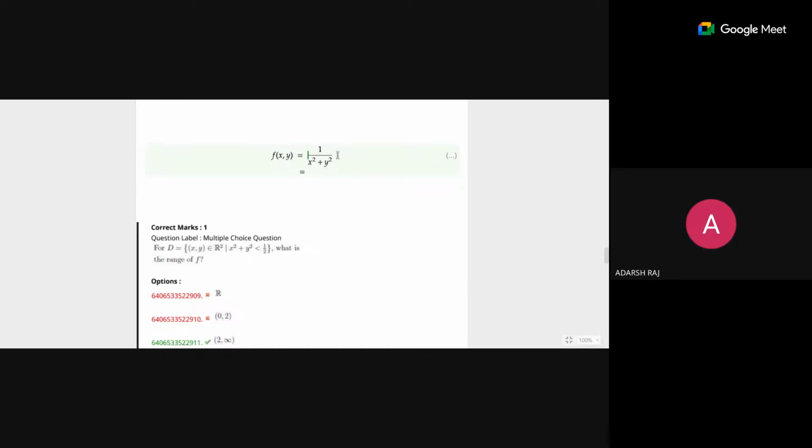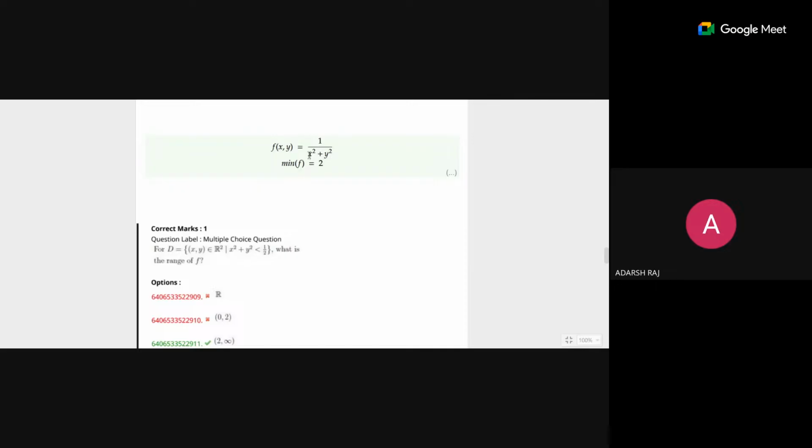So for finding the minimum value of this function, we have to find the maximum value of x square plus y square. The maximum value in the domain is this 1 by 2, right? So if you take x square plus y square as 1 by 2, what do we get? 1 by 1 by 2 is 2. But this will not be included, right? Yes, sir, not included. 2 is not included. The minimum value of f will be 2.